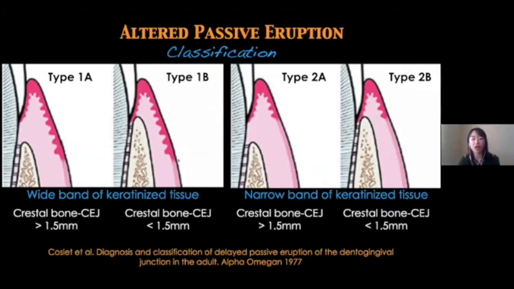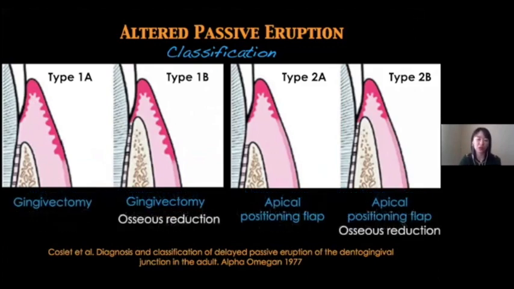However, for type B, the osseous crest is very close to the CEJ, and the same thing for type 2. For each type, there's actually a corresponding recommended surgical procedure. For example, for type 1A, the recommended surgical procedure is gingivectomy only, and for type 1B, it is gingivectomy plus osseous reduction.